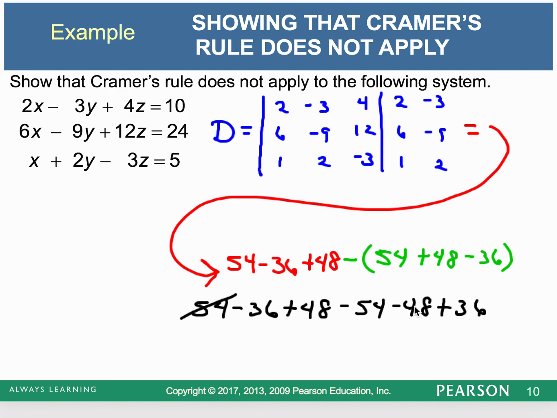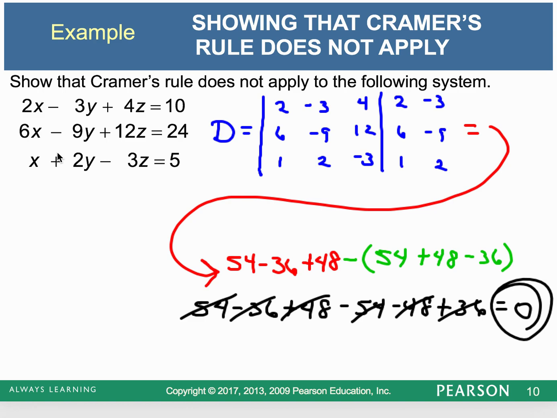Oh, 54 minus 54, 48 minus 48, 36 minus 36. This equals 0. This is why you definitely want to do plain D first, because now you don't have to do all those other determinants. You're done. You're saying that Cramer's rule does not apply. No, Cramer's rule does not apply to this. And if you still needed a solution, then you'd have to go back and use our elimination and substitution to determine if it's infinite number of solutions or no solution.